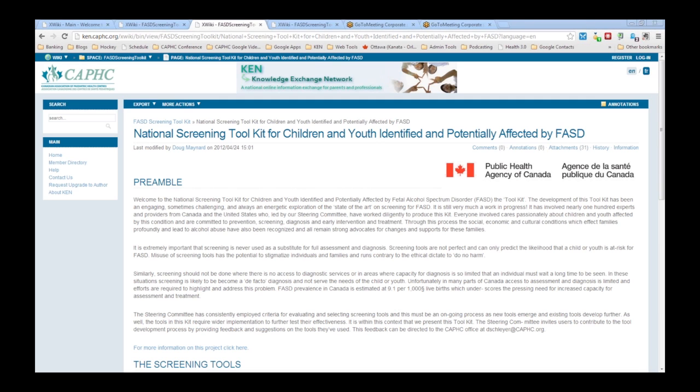But maybe others are more aware of and more knowledgeable about the OBD screen. I've never heard of it. Neither have I. But I'm not very familiar with the adult population. And I am familiar with the adult population, and I've heard of this before, but I'm not sure how well it's been validated and the evidence for its sensitivity and specificity, which we really would require before we'd recommend its general use.